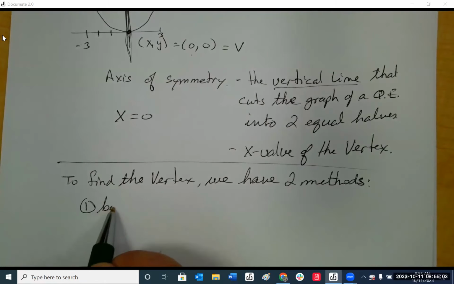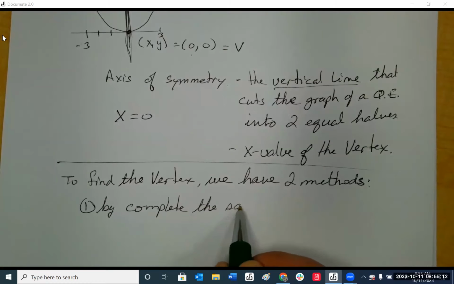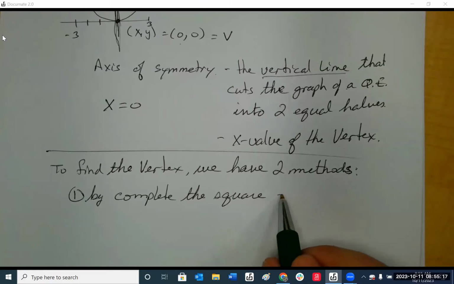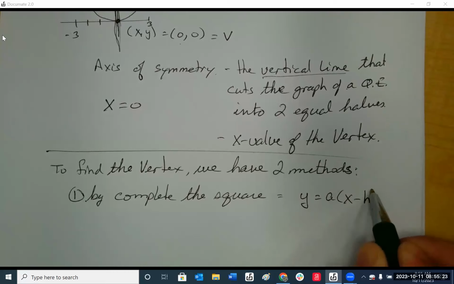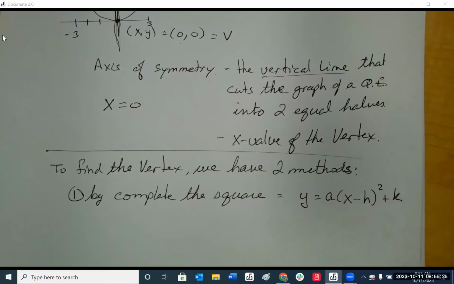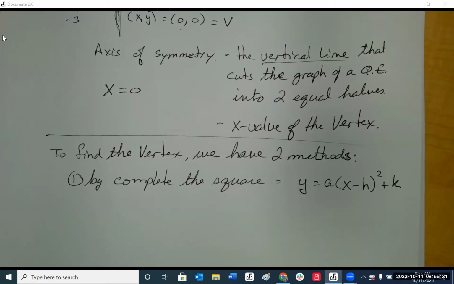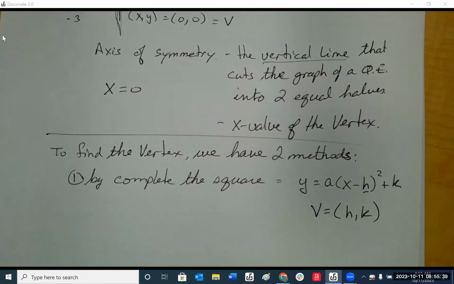One is by using a method called completing the square. When we do that, we put it into this form, the vertex method, because the vertex is the H and K values, like the center of the circle we had earlier.